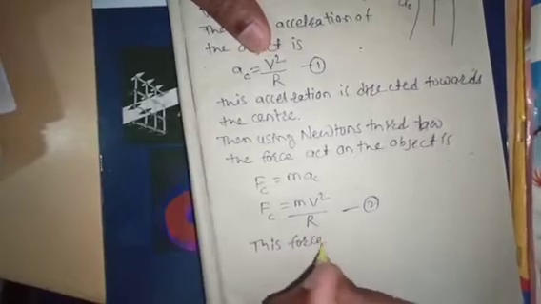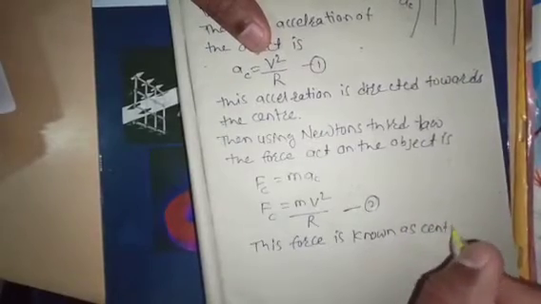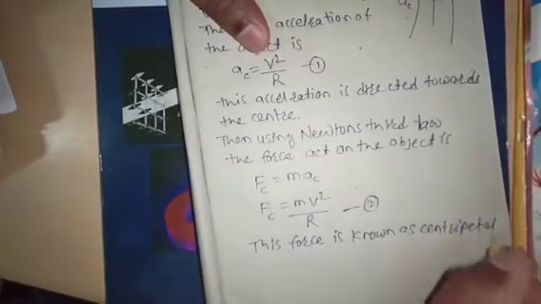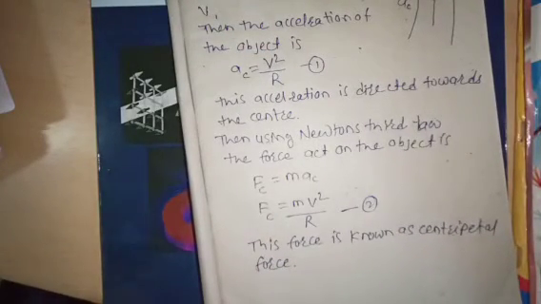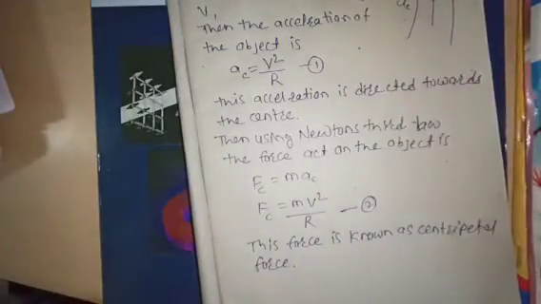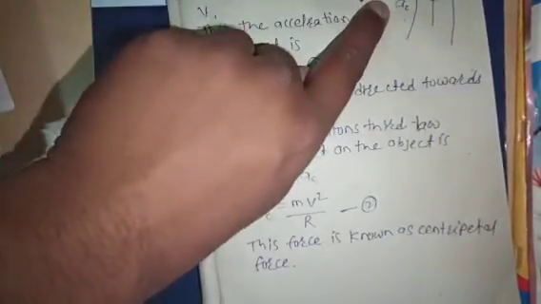What is meant by centripetal force? Centripetal force means the force acting on an object which is moving in a circular path, with the direction of the force towards the center. Therefore, this force is known as centripetal force. The direction of the acceleration is towards the center, so the direction of the force is also towards the center.